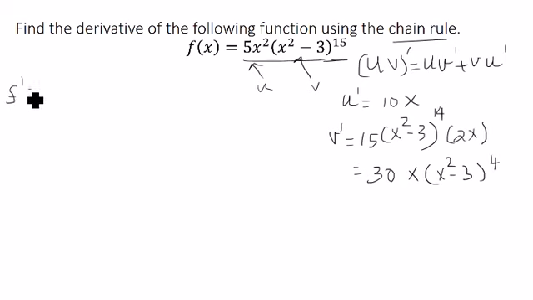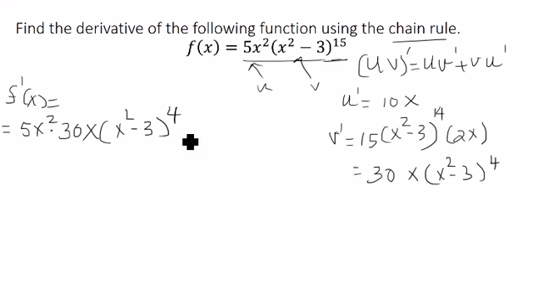F prime of x is going to be u v prime plus v u prime. So let's just start from the second line here. So it's going to be u is 5x squared, and then v prime is going to be 30x times (x squared minus 3) to the power 14 plus v is (x squared minus 3) to the 15 times u prime is going to be 10x.